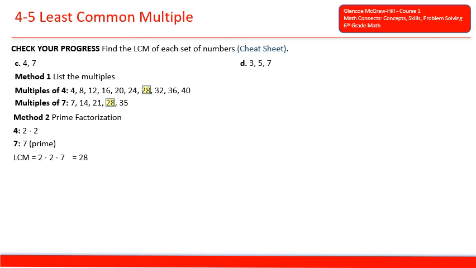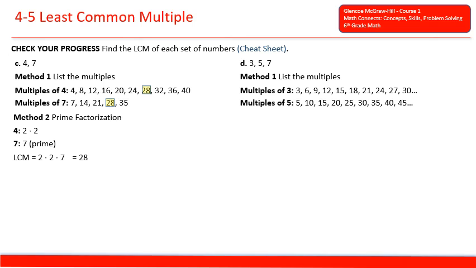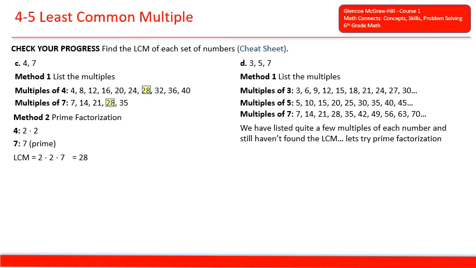Let's look at 3, 5, and 7. So we're adding a third number. And we're going to list the multiples. So the multiples of 3 are 3, 6, 9, 12, 15, 18, 21, 24, 27, and 30. Multiples of 5 are 5, 10, 15, 20, 25, 30, 35, 40, 45. And multiples of 7 are 7, 14, 21, 28, 35, 42, 49, 56, 63, and 70.